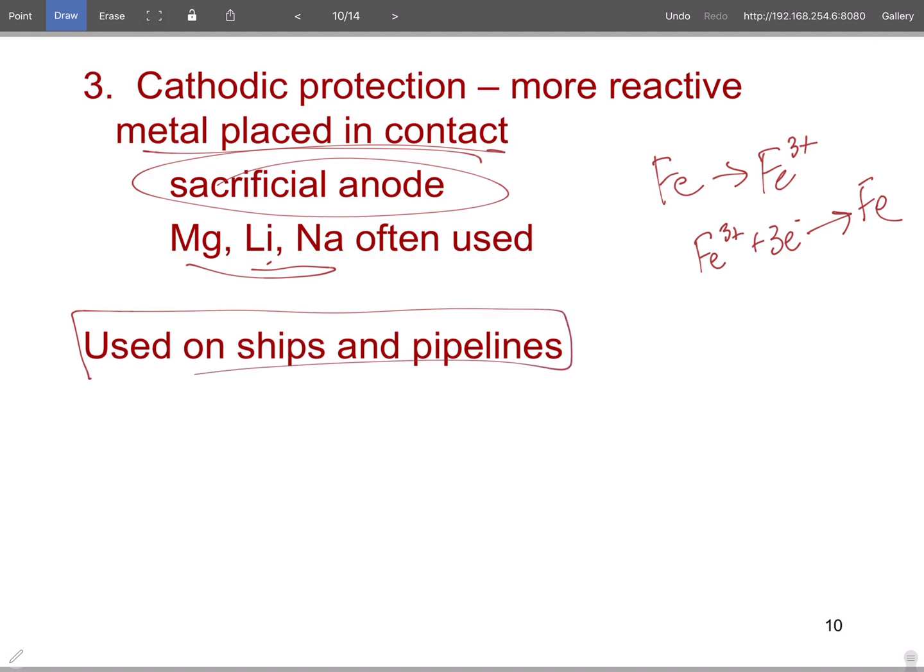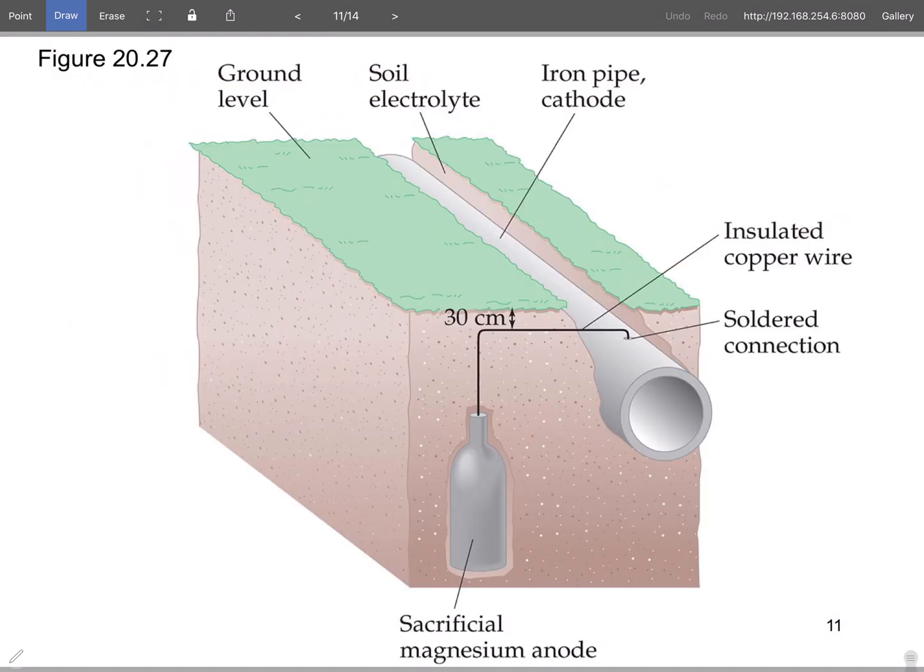Now, this is commonly used on ships and in pipelines. On pipelines, there are pipes that carry water, natural gas to houses, and gasoline under the country, all over the place. And the best pipes that will last are iron, but you have to protect them. So oftentimes you may see little manholes along an area, and you wonder why, since there's nothing there. Well, it's a pipeline, and they attach their sacrificial anode.